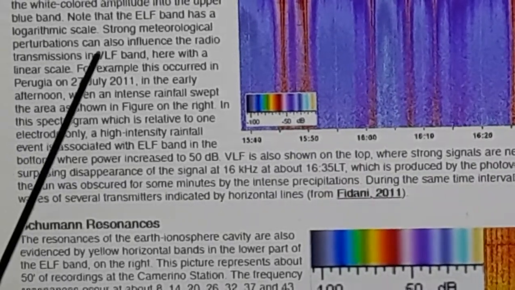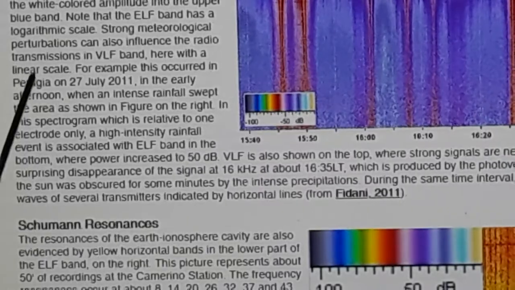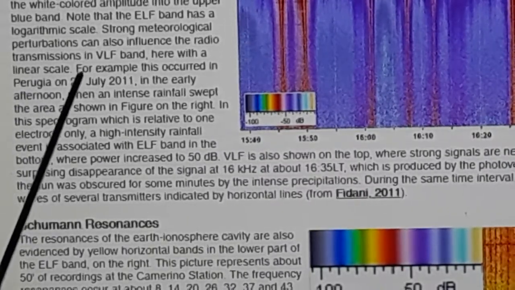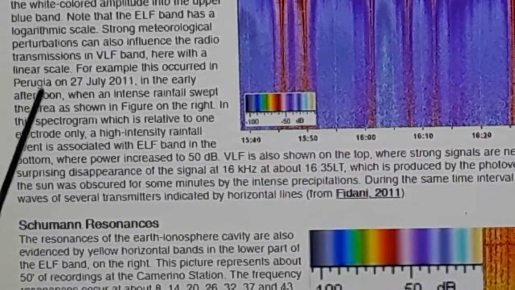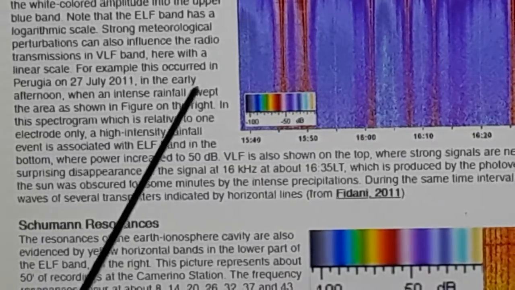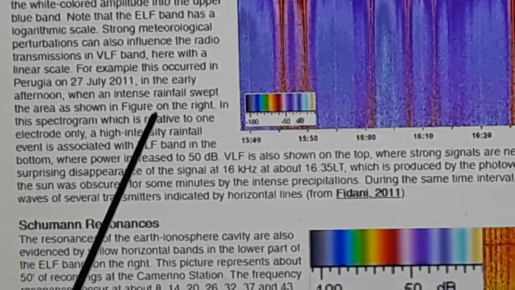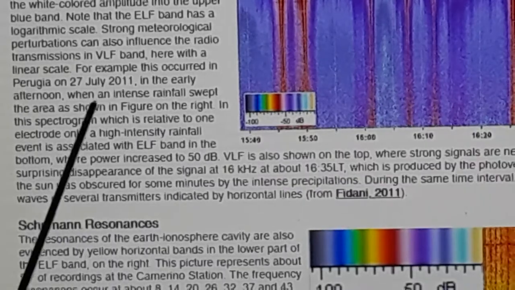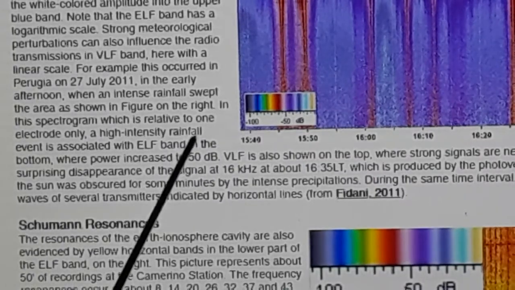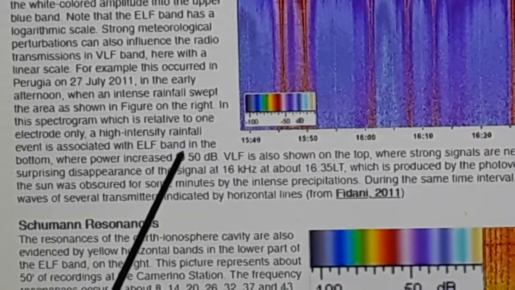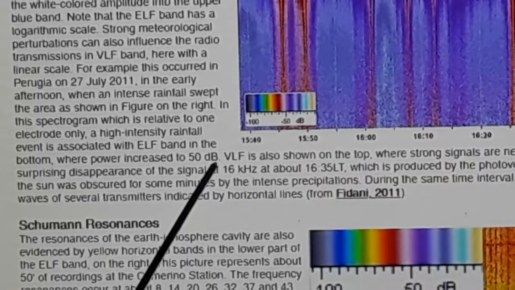Strong meteorological perturbations can also influence the radio transmissions in the ELF band, here with a linear scale. For example, this occurred in Karuga on the 27th of July 2011 in the early afternoon when an intense rainfall swept the area, as shown in the figure on the right. In the spectrogram, which is relative to one electrode only, a high intensity rainfall event is associated with ELF band activity in the bottom, where power increased to 50 decibels.